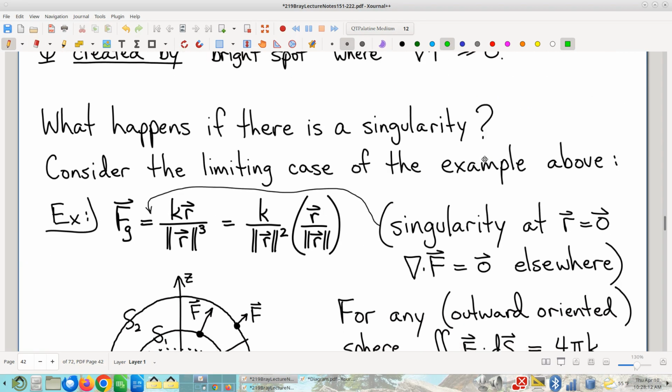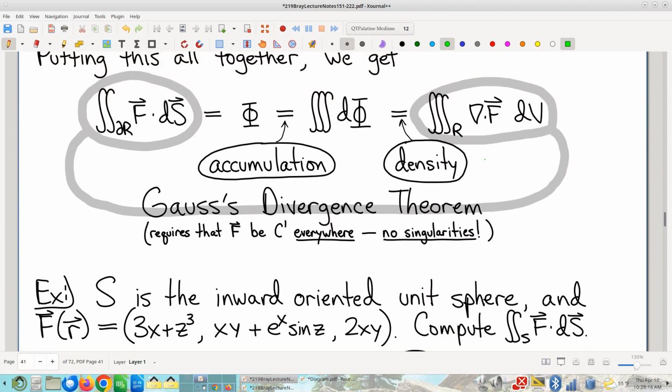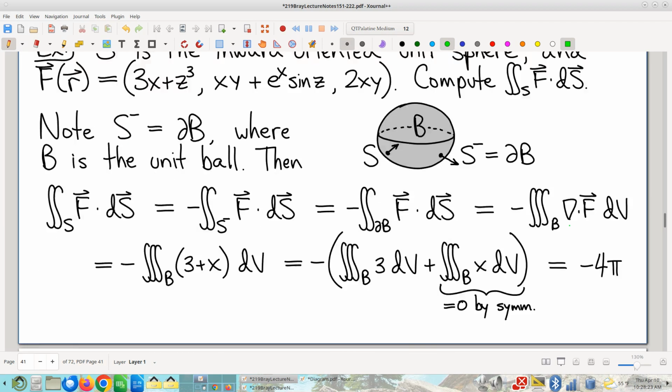Now, I do want to, before we go on, talk about singularities. And again, reminder, we do have this condition. Okay, no singularities, not kidding, right? It really messes things up. So let me show you an example of that.